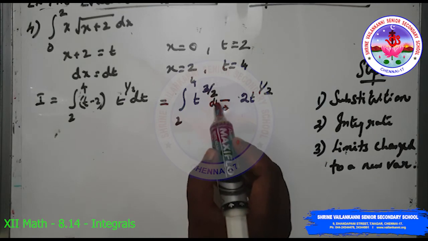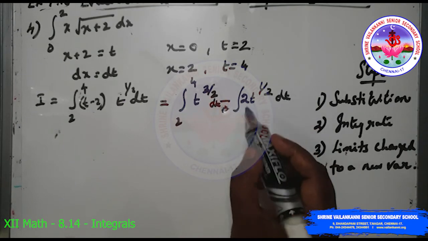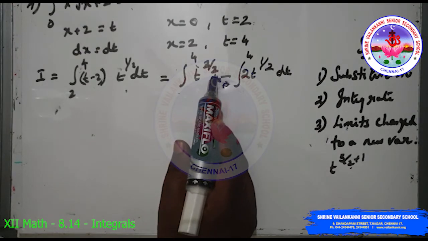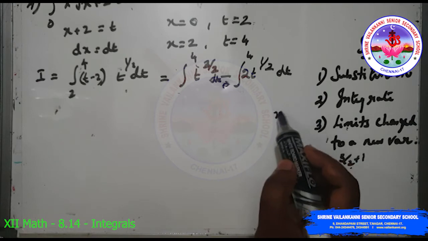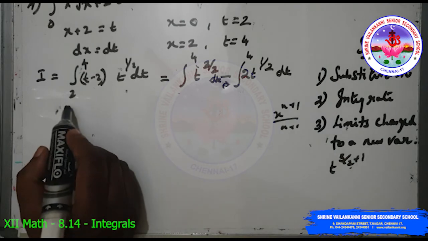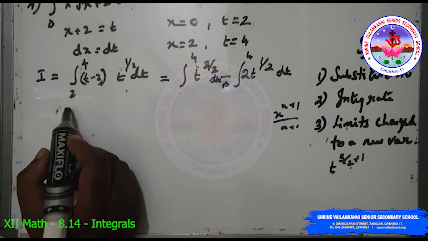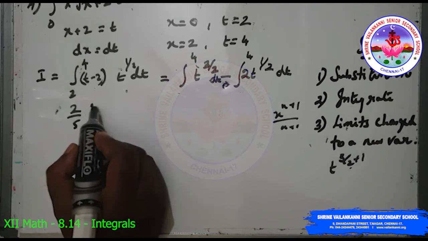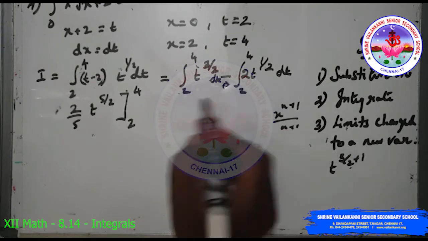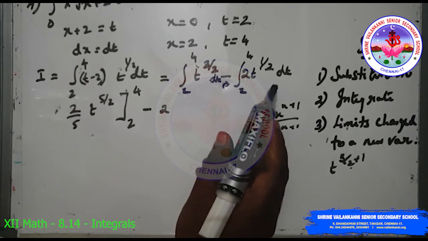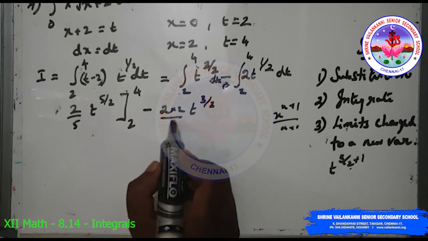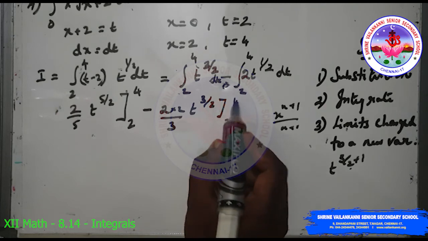We can write this as two separate integrals, 2 to 4. Integrating t power 3 by 2 using x power n plus 1 by n plus 1, so 3 by 2 plus 1 is 5 by 2. So t power 5 by 2 by 5 by 2; I am writing this as 2 by 5 of t power 5 by 2, limit is 2 to 4, minus 2 times t power half plus 1, which is t power 3 by 2, so t power 3 by 2 by 3 by 2, I am writing 2 by 3, and the limit is 2 to 4.